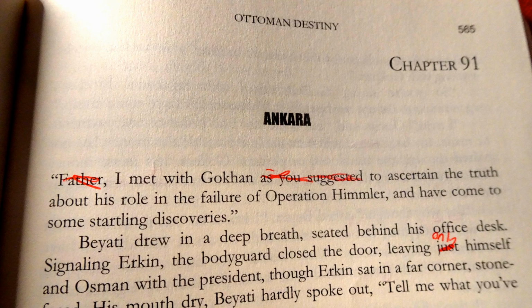I got rid of these for 2 reasons. So first, the line there, father. I don't really like in dialogue how a lot of characters will name each other.